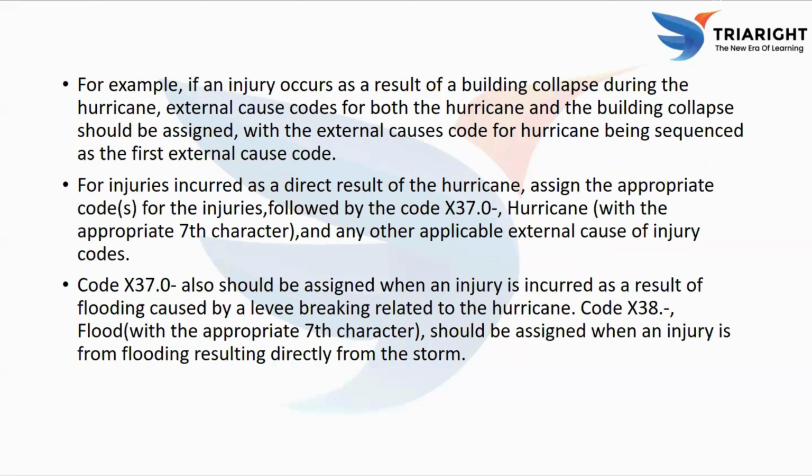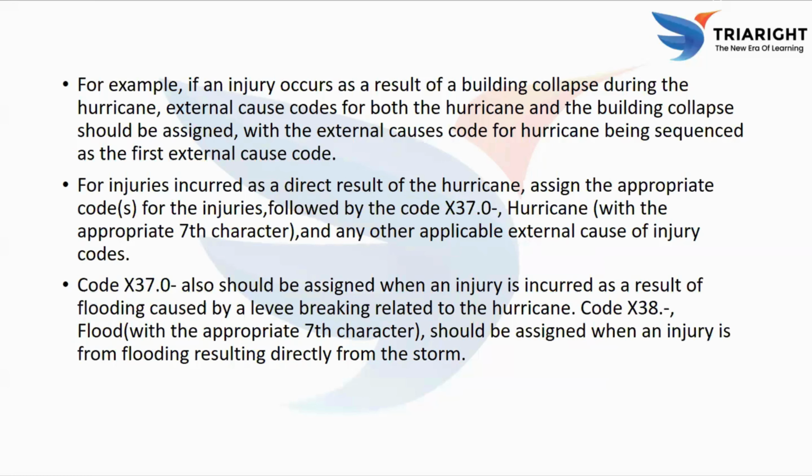The other example is injuries directly caused by the hurricane. First use the injury code, for example, fracture, cut, etc. Then you have to code for the hurricane to show whether it's the initial encounter, subsequent, or sequela. It's nothing but a seventh character. After that, add any other related external codes if needed.